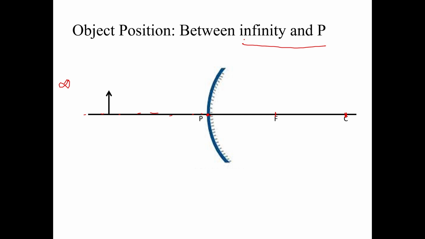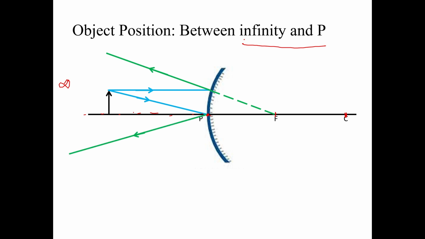Now I am applying rule 1. This is rule 1, parallel to principal axis. What happens? It gets reflected and it appears to diverge from principal focus. This is the first rule. Now I am using rule 4 here, that is the ray hits the pole obliquely and reflects obliquely by making the same angle of incidence and reflection.